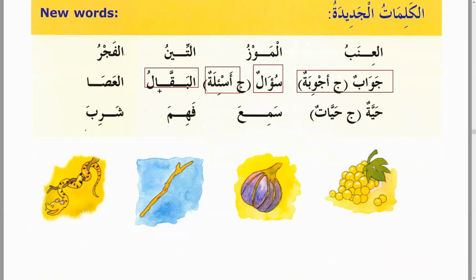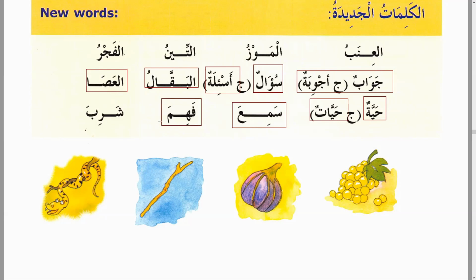Next, we have al-baqalu, the shopkeeper or greengrocer, the one who sells vegetables. Al-asa is a stick. Hayya is a snake, hayyatun, snakes, plural. New word, hayyatun. Sami'a is he heard. Fahima, he understood. Shariba, he drank. See, all kasra, kasra, kasra. Not sharaba, not fahama, not sama'a. It's sami'a, fahima, and shariba.